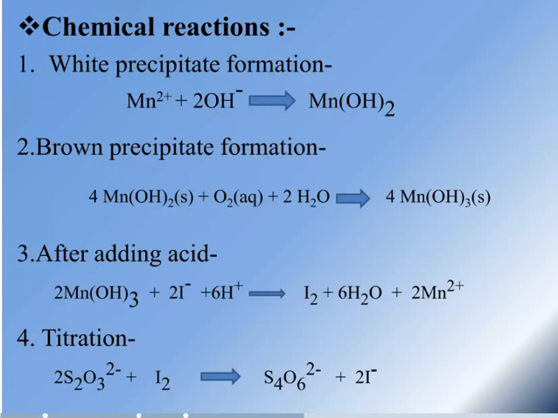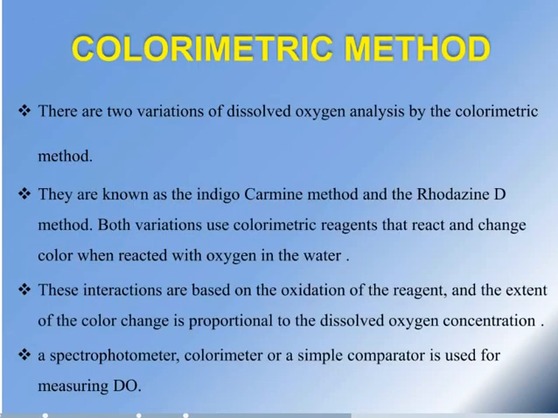So, the chemical reaction: you can see here the white precipitate formation, Mn2+ plus 2OH- gives Mn(OH)2. Brown precipitate formation: Mn(OH)2 with O2 and water gives Mn(OH)3. After adding acid, you will get iodine, and then titration of iodine with thiosulfate S2O3 2- forms S4O6 2-. So another important method, the colorimetric method.